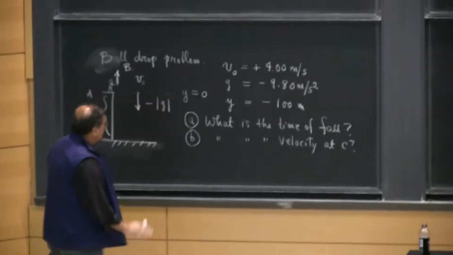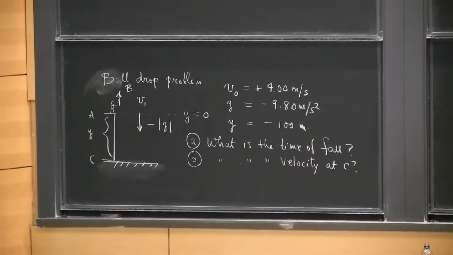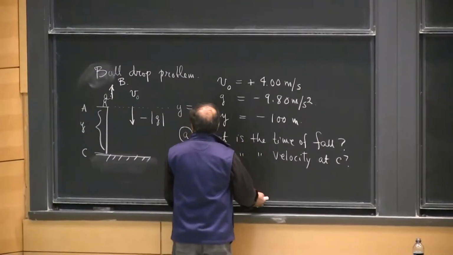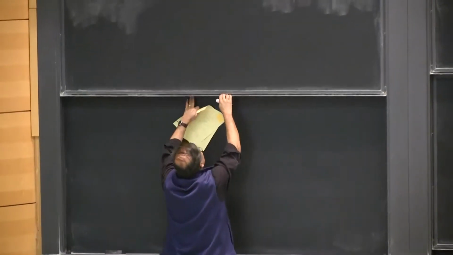Okay. So the next question is, what is the velocity at C? So these are the questions. Okay. So we'll solve this problem. Very typical problem. You'll get problems like this quite often. I'll put this board up just so that you can see the problem.